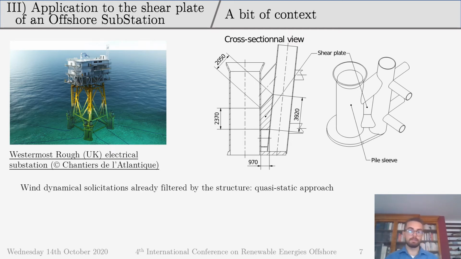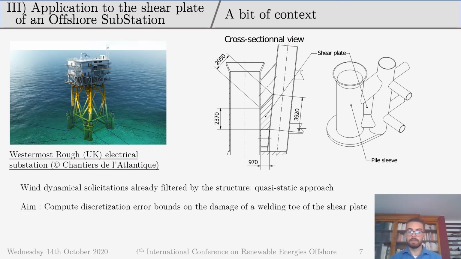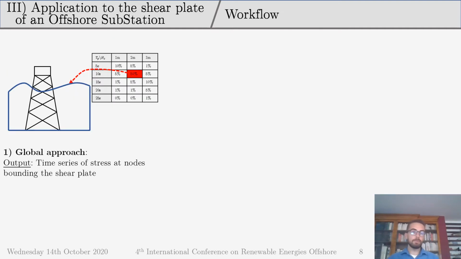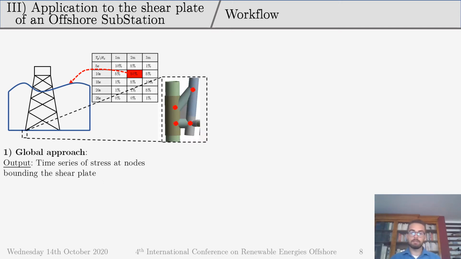We chose this shear plate because it's at the bottom of the structure. Wind dynamical solicitation are already filtered by the structure, so we can use a quasi-static approach to model the structure. So the aim was to compute discretization error bound on the damage of a welding toe of this shear plate. About the workflow that we used, Benjamin Rocher from Les Chantiers de l'Atlantique ran his FEM model of the jacket structure over 3 hours of deployment in a single sea state. He obtained in the 4 tubulars bounding the shear plate the tensile stress that we used in a local approach to obtain local stress at the weld toe.